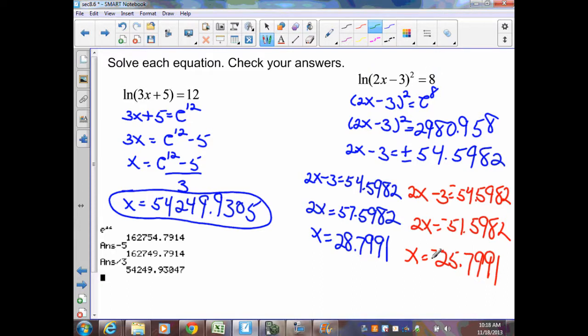Similarly, when I take 2 times a negative 25.7991, get a solution. Subtract 3, get that solution. Square it, get that solution. Take the natural log. Again, I get approximately 8. Therefore, these two values are both solutions to this equation.